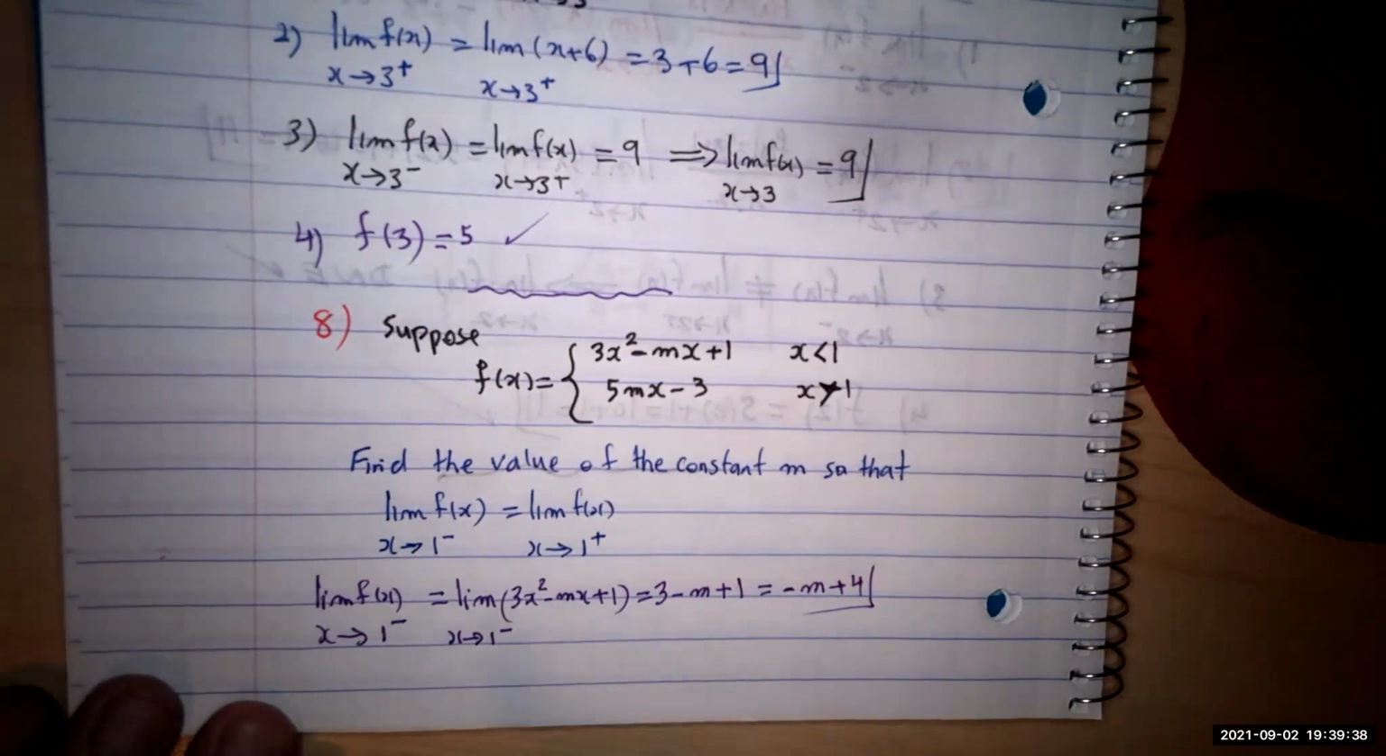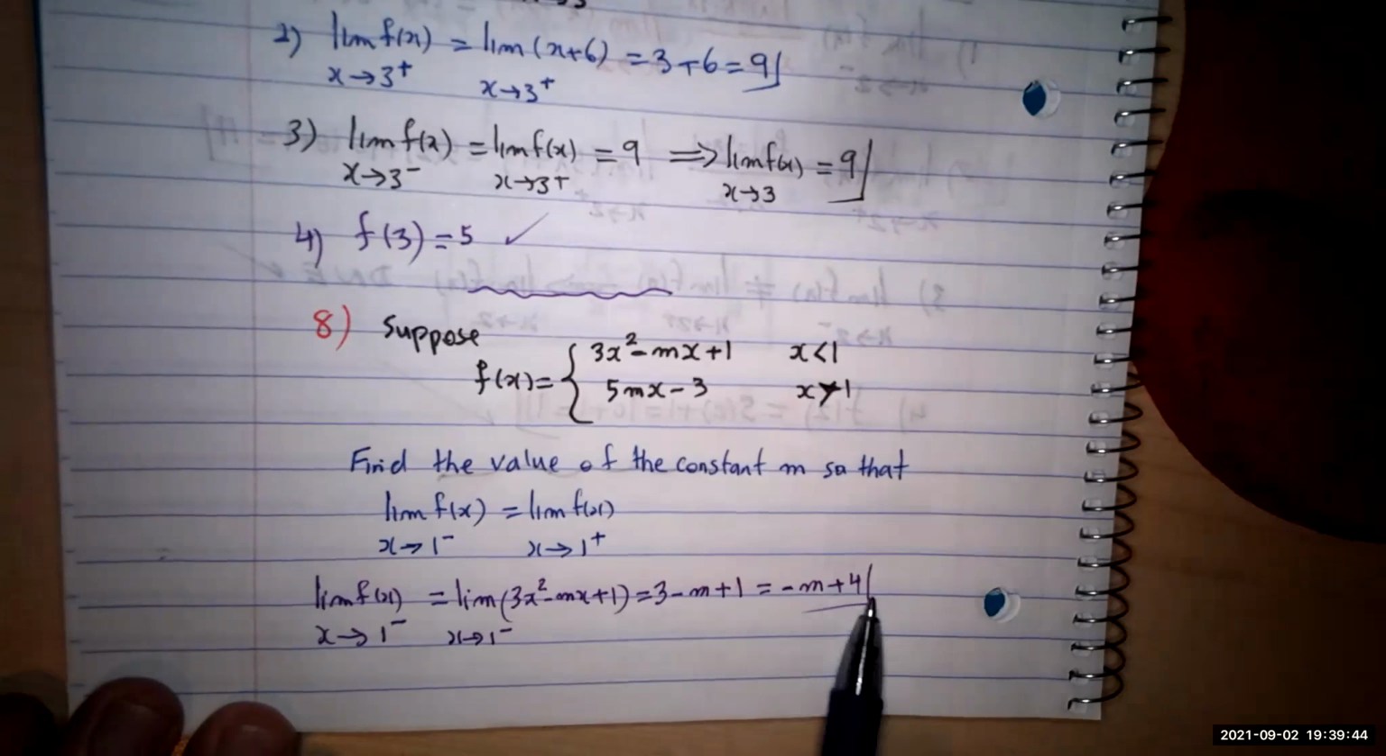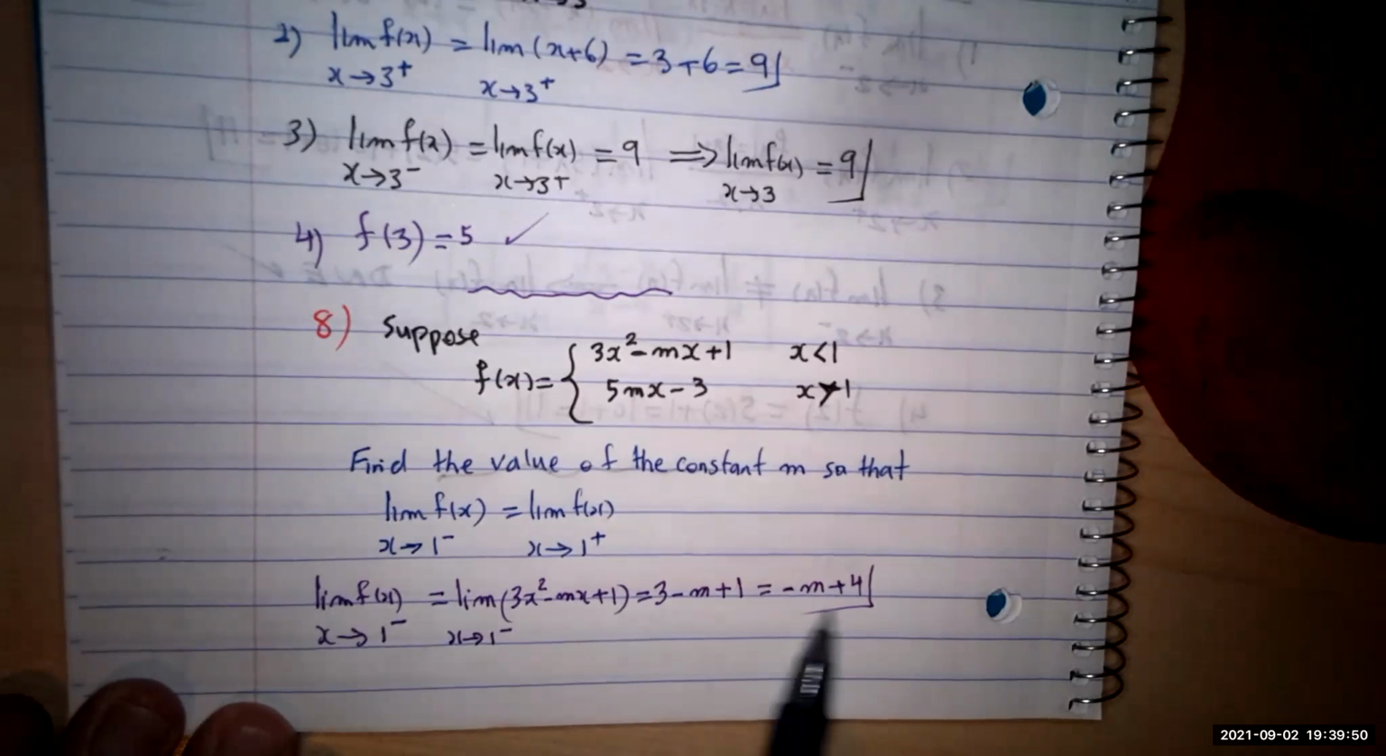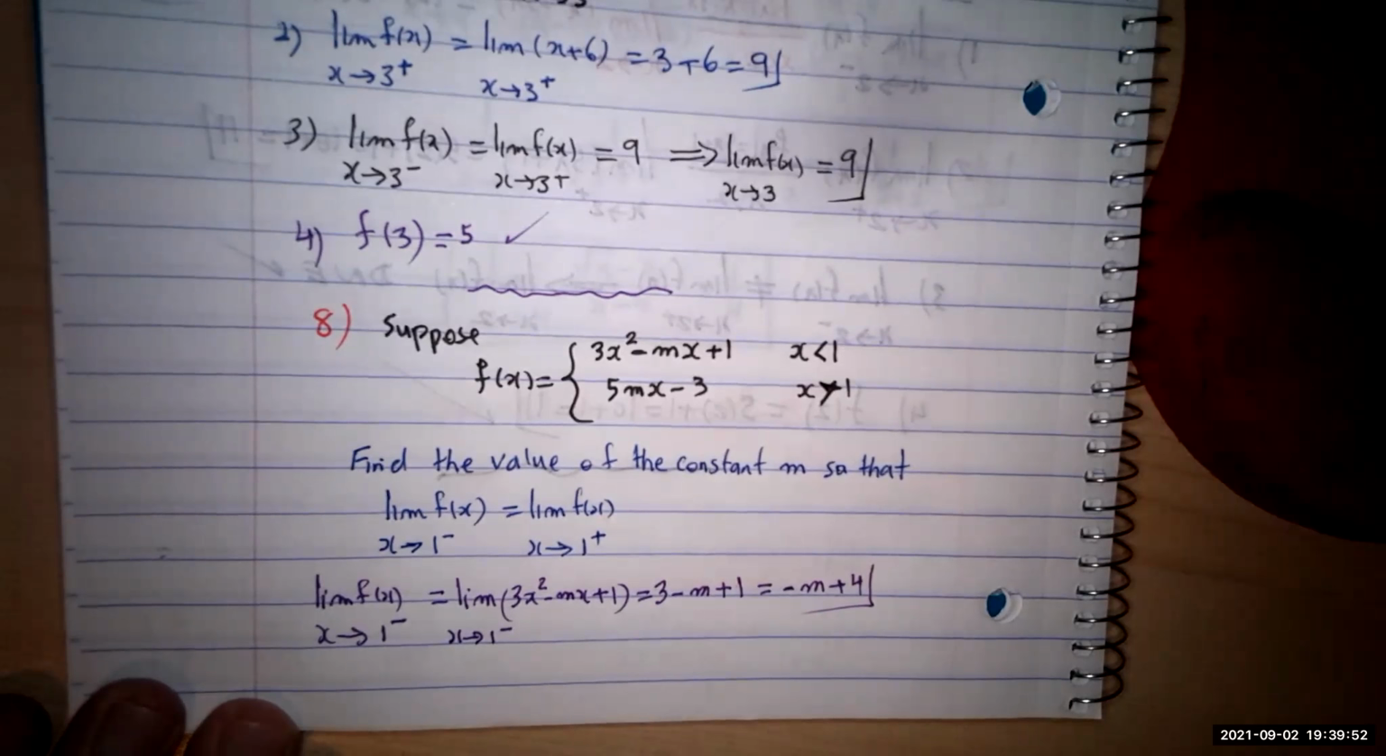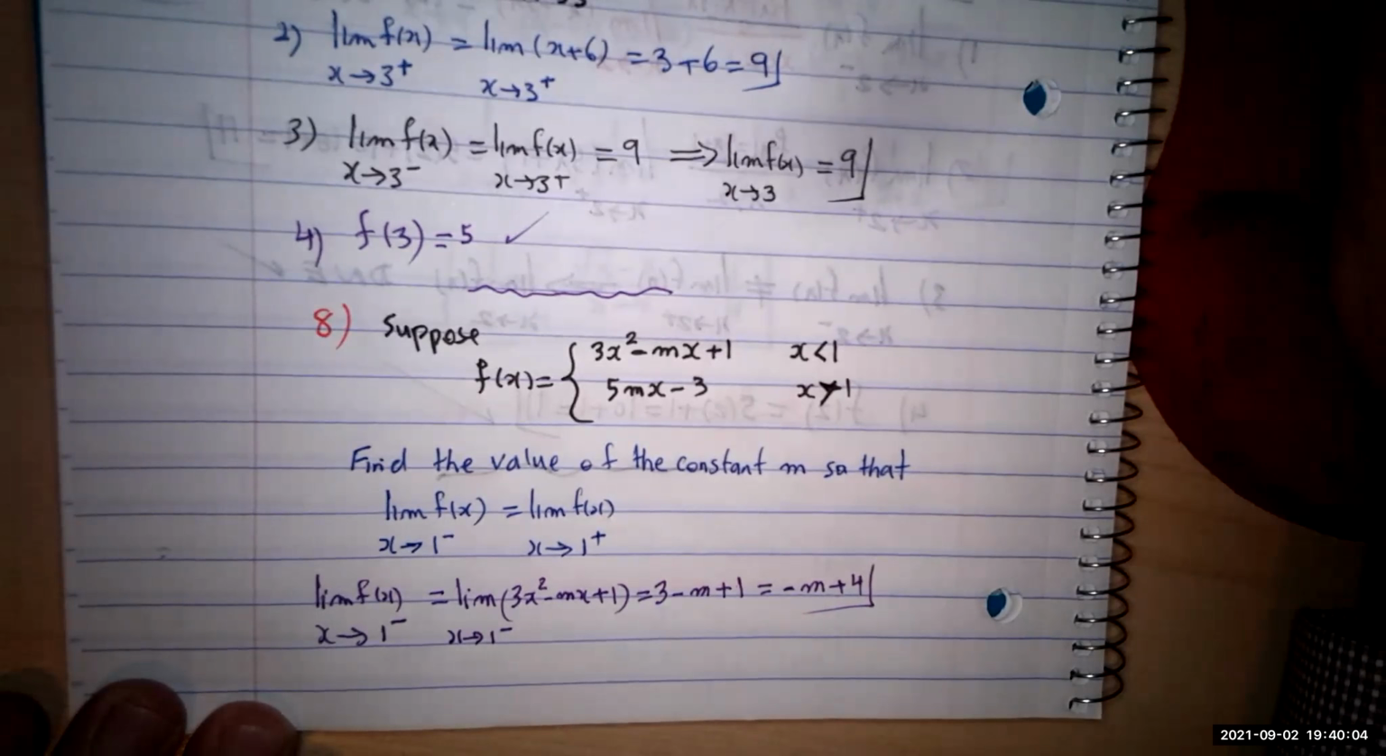Where did you get the 4? You combine the like terms. 3 plus 1 is 4. You substitute, then you simplify it. To simplify it, you combine the like terms: you get the negative m, and 3 and 1 would be 4. So this is going to be the case.